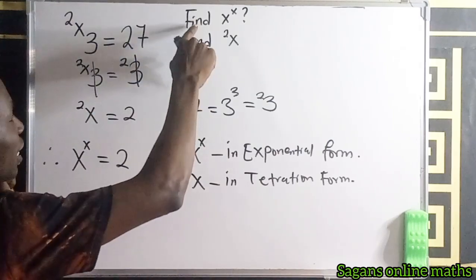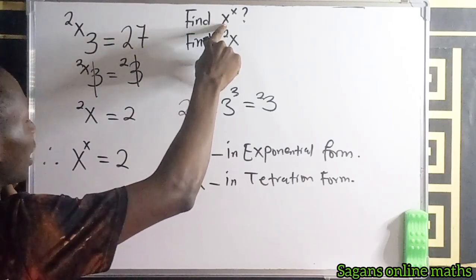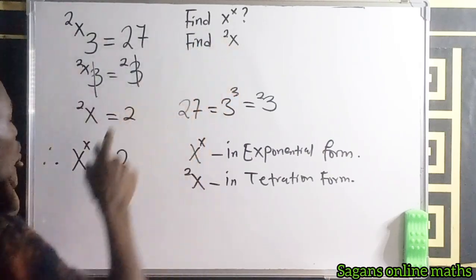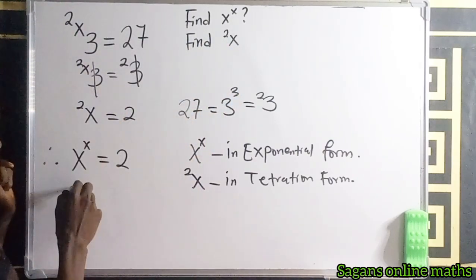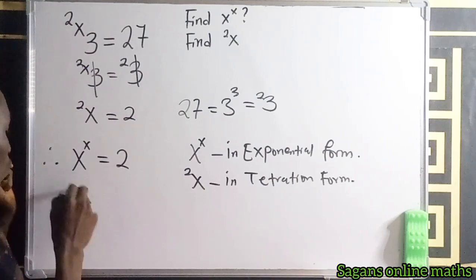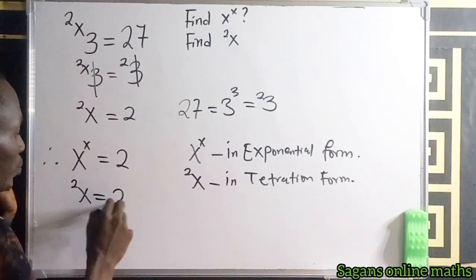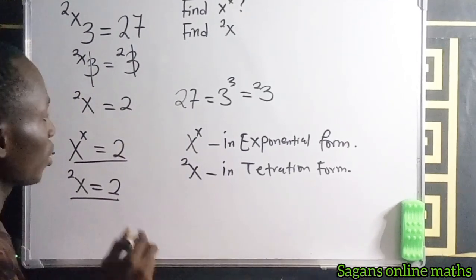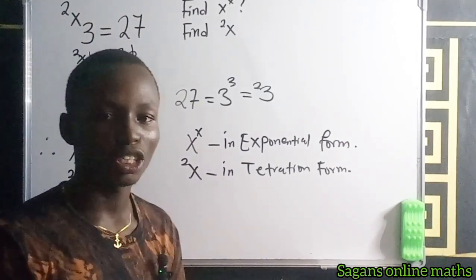But since you are asked to find x to the power of x, which is x tetration 2, that means x to the power of x, which is also x tetration 2, is equal to 2. And this is a beautiful solution to this particular problem. Can you see how simple and interesting it is?